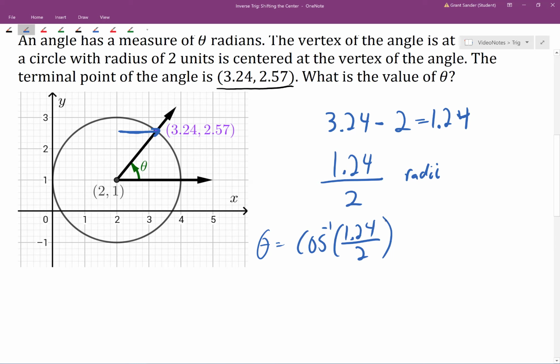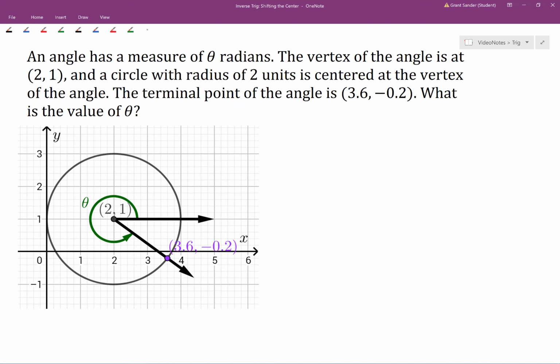If we plug that into our calculator, we should get a value of about 0.9. If we look back at our diagram, a measure of 0.9 seems pretty good. So theta is equal to about 0.9. Let's look at one more example.